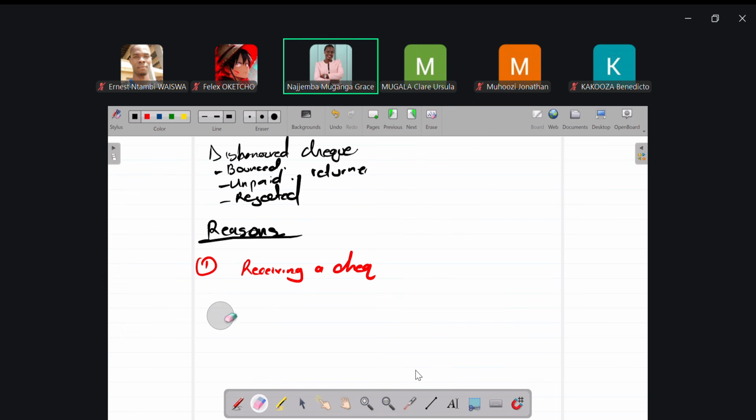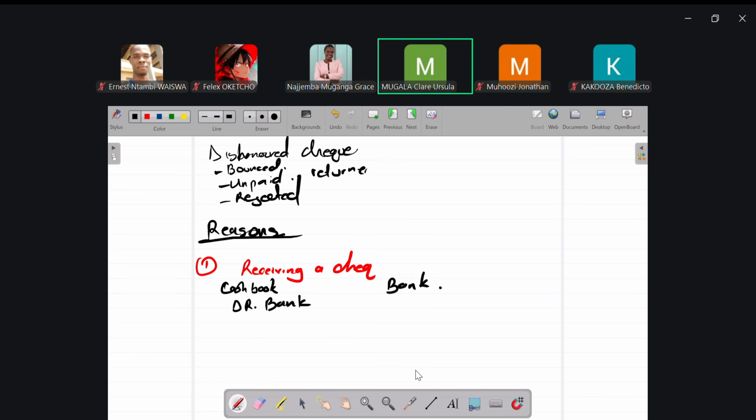When you receive a check, what are you going to do? Shall we debit the bank in the cash book? Yes, we debit the bank. But then, in the bank, this check is dishonored. It's rejected. That means the transaction is only appearing in your cash book bank column. It's nowhere in the bank because the check was rejected. So you see what is causing the differences in the balances?